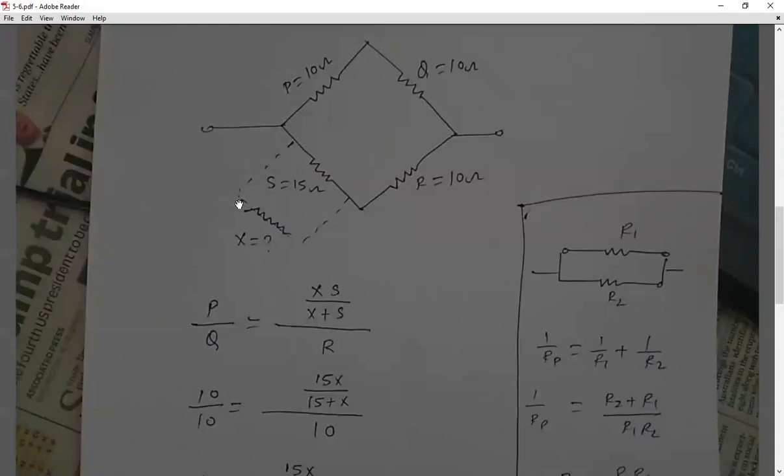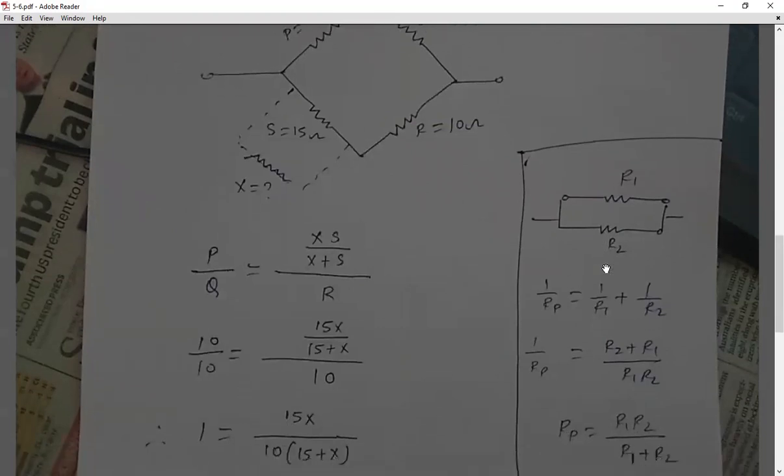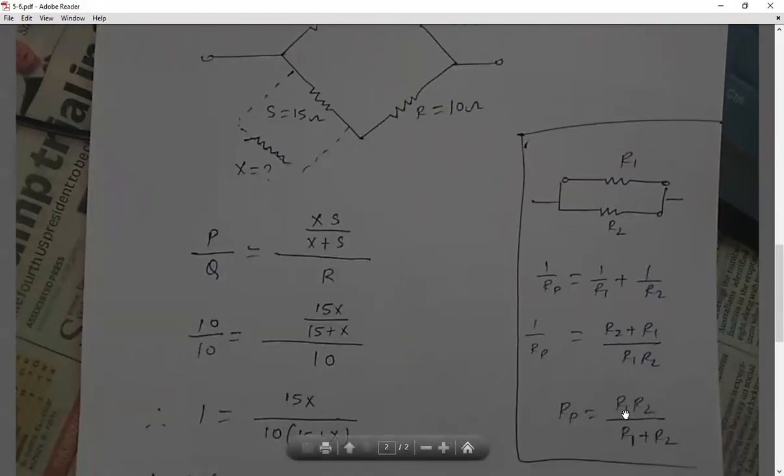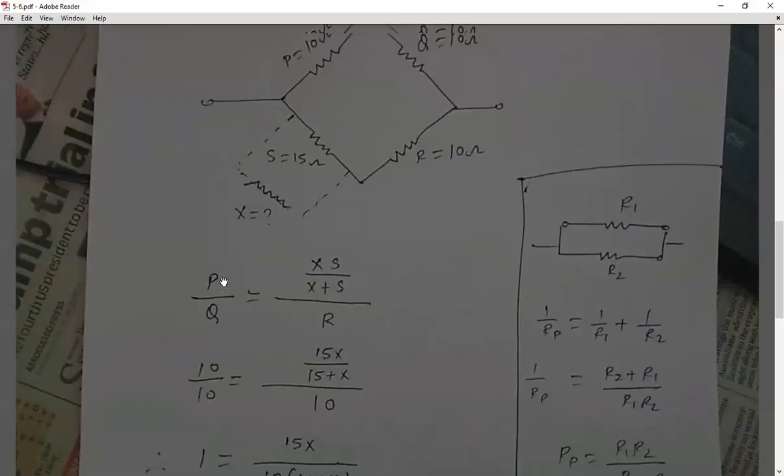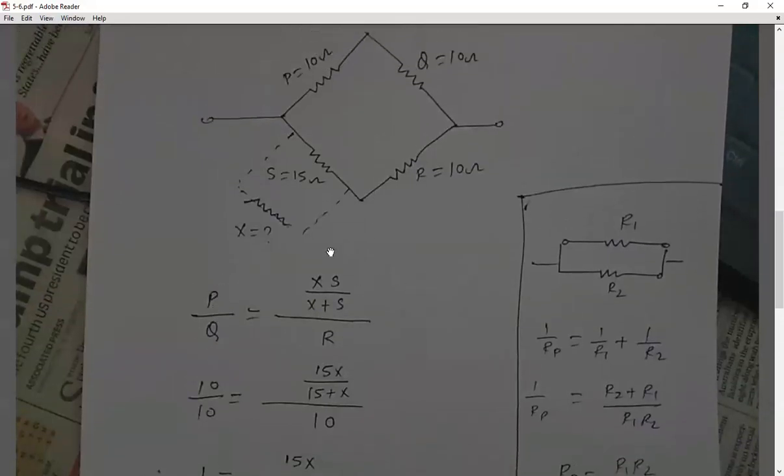So what will be the equivalent resistance across this branch? As both resistances are in parallel, we already learned that if two resistances are in parallel then the equivalent resistance will come as R1 R2 upon R1 plus R2. So here there are two resistances, 15 and X. What will be the equivalent resistance? 15 into X upon 15 plus X. So this is the balancing condition P by Q. If the bridge is already balanced, then the equation is P by Q equal to S by R.